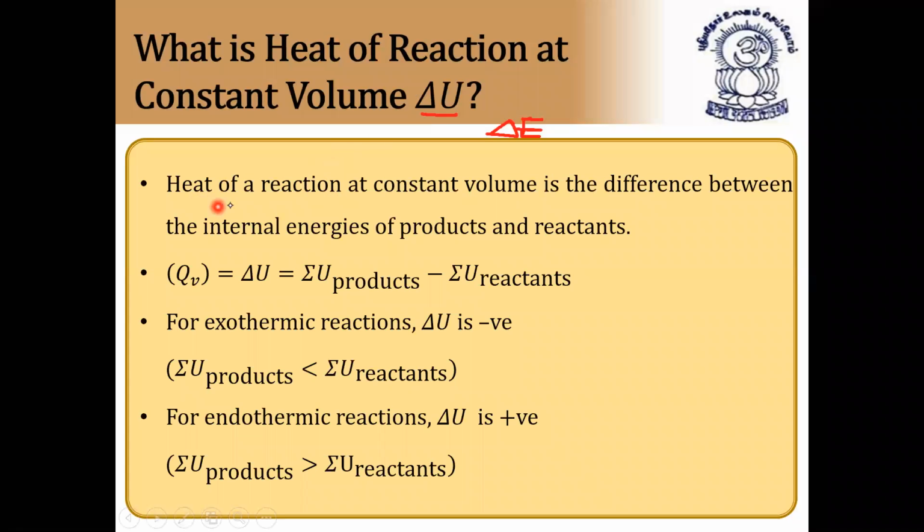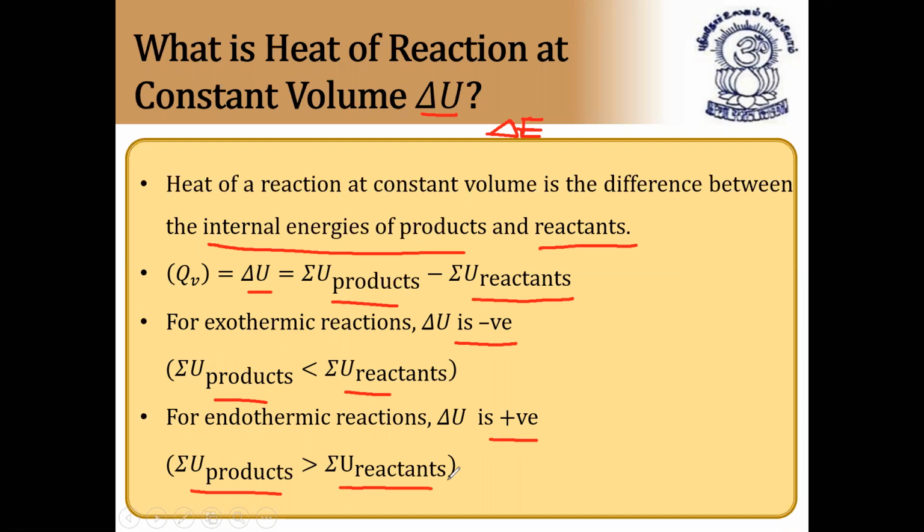Heat of reaction at constant volume is the difference between the internal energies of the products and reactants. That's why we call it delta U. So delta U is equal to sigma U of products minus sigma U of reactants. For exothermic reactions, delta U is negative because the internal energy of products is less than the internal energy of reactants. Similarly, for endothermic reactions, delta U is positive because the internal energy of products is greater than the internal energy of reactants. I hope it is clear.